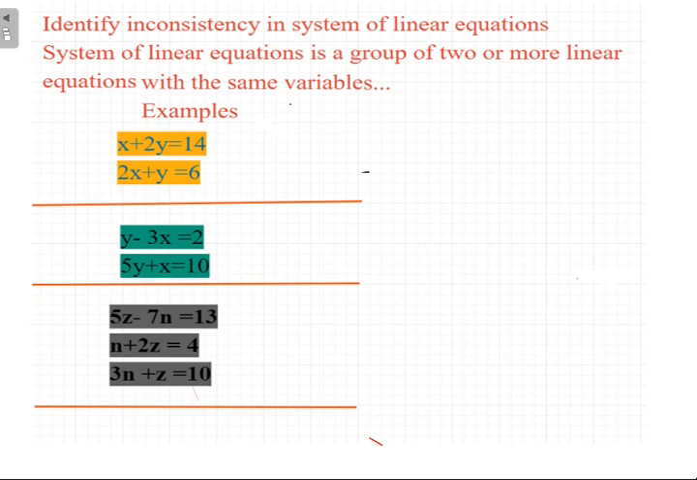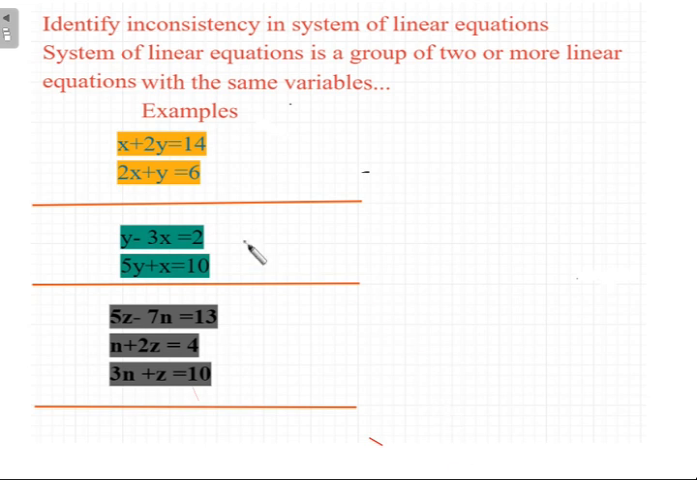And the system of linear equations, a system is a group of two or more linear equations, must have the same variables. So let's take a look at these examples here and see whether they are systems of linear equations or not.